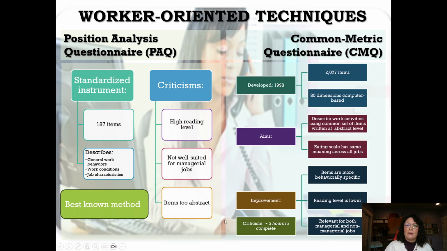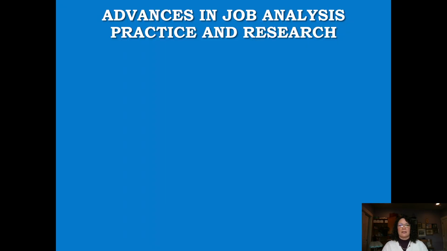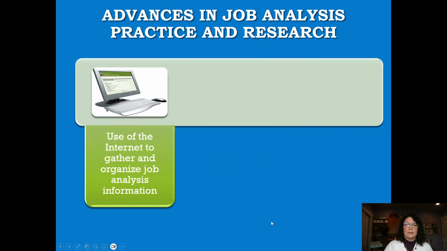So these are our two main ways of collecting the kind of information that would allow us to do a worker-oriented analysis. So, some advances in job analysis practice and research. Using the internet to gather and organize job analysis information, what a relief. I don't know how people did it back in the day when they had to do things by hand. When I first entered this field, we had to administer questionnaires on paper and pencil and then hand score them. And I got to tell you, it introduces so much error. And we never had anything that was 2,000 items long. You'll notice that one got invented after computers came along and everybody had one. Nobody was going to hand score those.